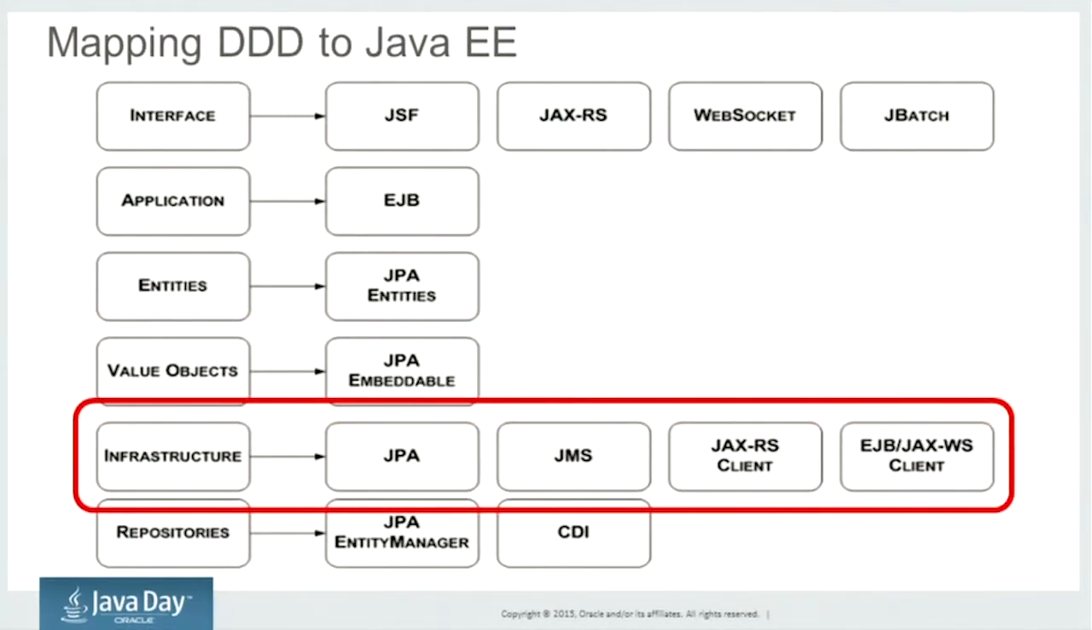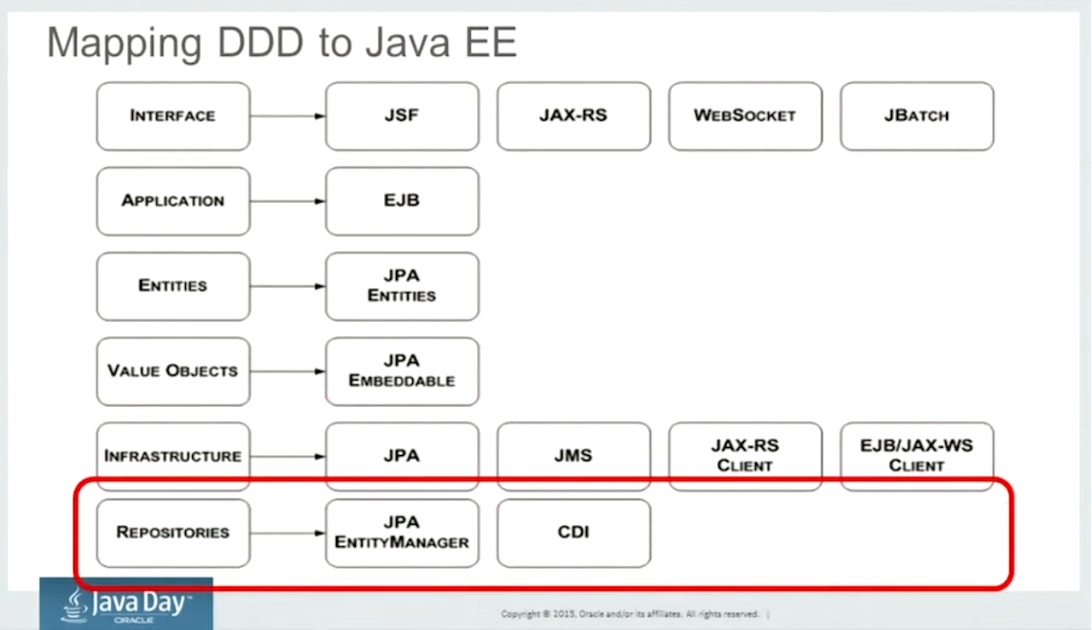The majority of Java EE is actually concerned with the infrastructure. Things like JPA, JMS, JCA, and the rest of these APIs are in use in the infrastructure layer. In fact, all of the declarative services in EJB, you can consider really infrastructure-level services as well. Repositories in general will be mapped through JPA and CDI beans.